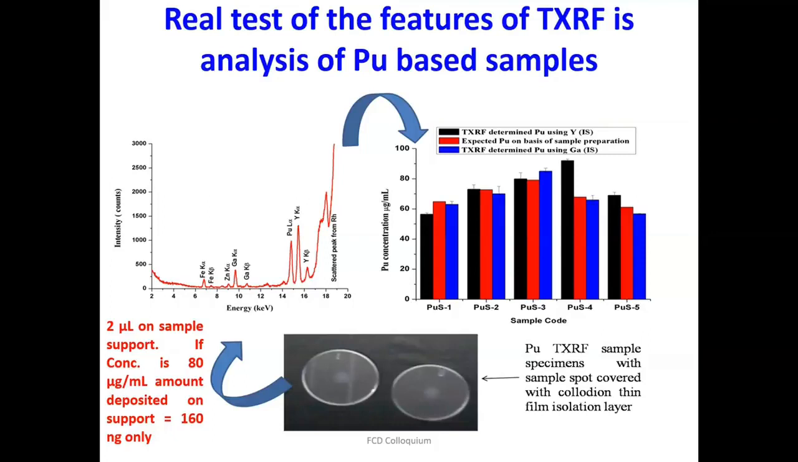And to our surprise, with 2 microliter of the sample, with 16 microgram per ml plutonium, 60 ppm plutonium, we got very good spectra. You can see plutonium lines are there. And then we put 2 internal standards, gallium and yttrium.